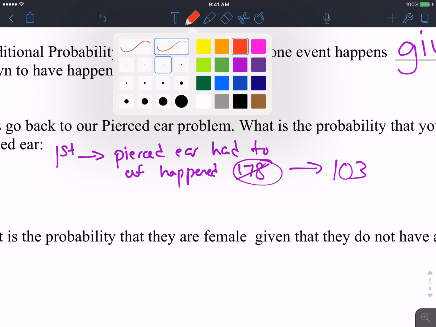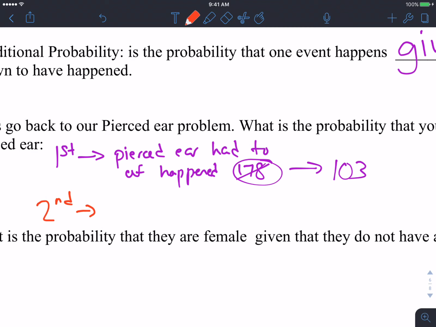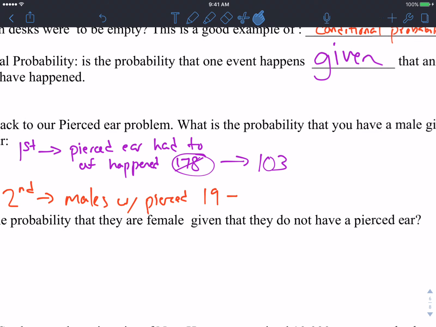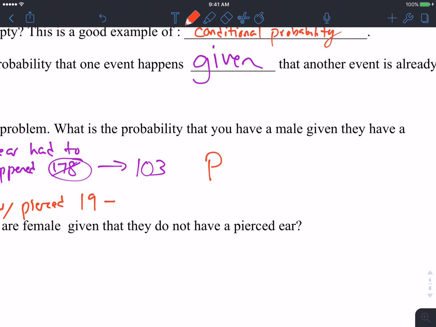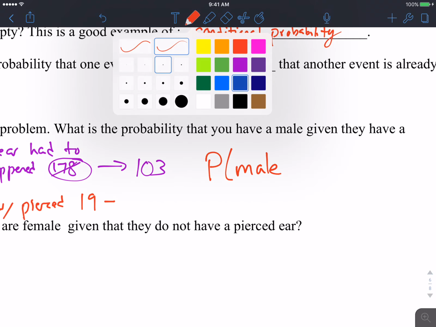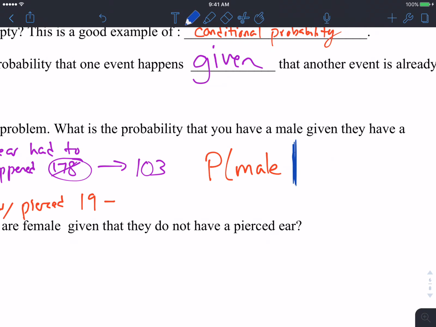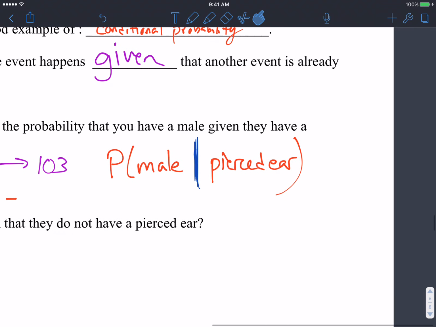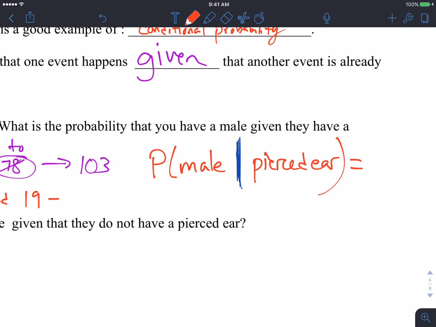And then the second thing we're looking at is the males with pierced ears, and that's 19. So the probability that they are male given they have a pierced ear is equal to 19 over 103.